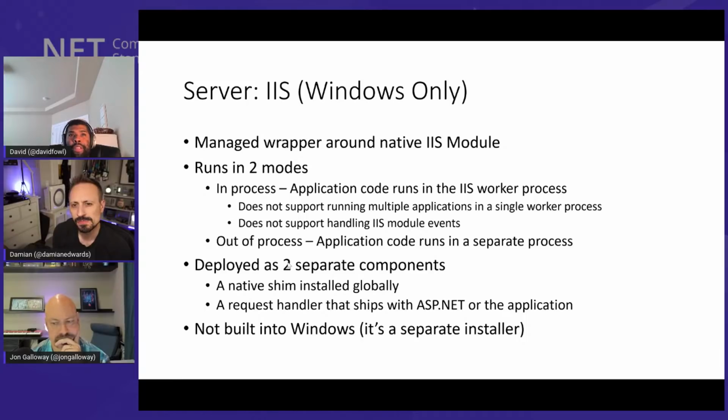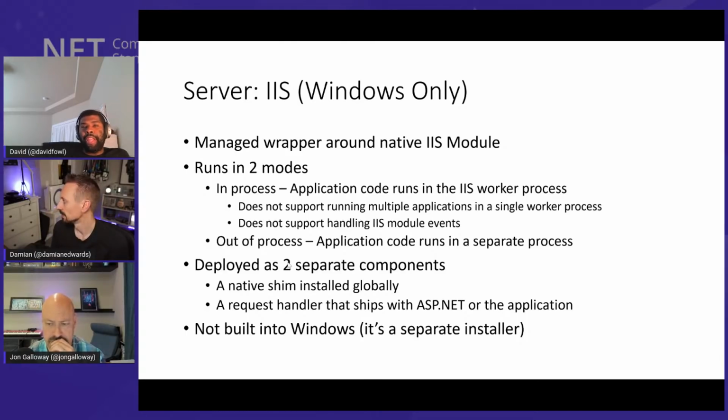Obviously, in proc is much faster. There's no process hop to do HTTP. We don't support running multiple applications in a single worker process. I think this was supported on System Web and ASP.NET of old. So you can actually run more than one application in the same process, because we had app domain isolation that's gone in .NET Core. So we only let you run a single .NET Core application within an app pool. That's what app pools were. Yeah, exactly.